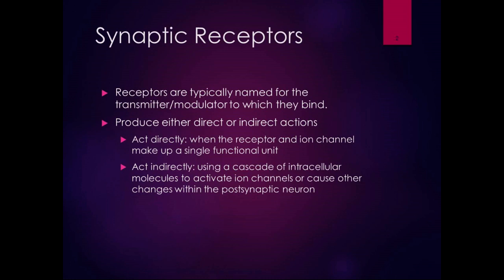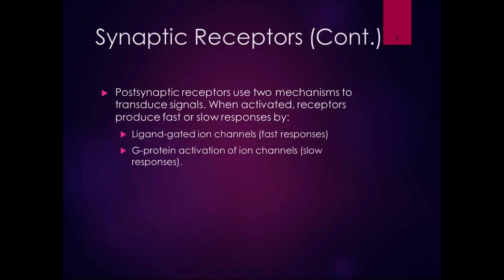There's a lot of detail in the book about the second messenger system, and we'll talk a little bit about it, but I don't expect you to worry too much about that. Postsynaptic receptors use two mechanisms to transduce signals. When activated, the receptors produce fast or slow responses by ligand-gated ion channels or G protein activation of ion channels. That's the slow response. So it's sort of a reiteration of the last slide.